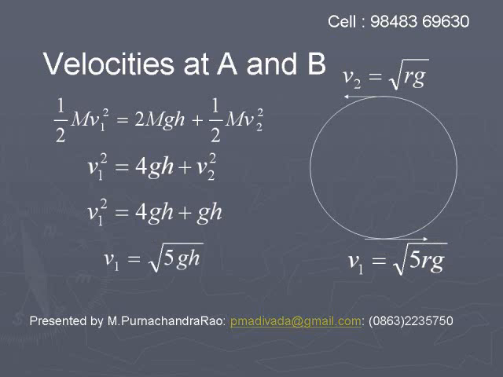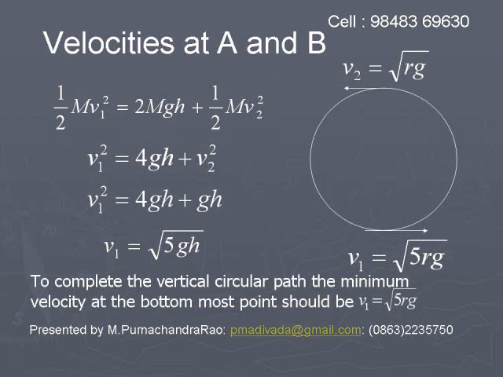Instead of r, I have used h here. Hence, v2 square is equal to gh. So, v1 square is equal to 4gh plus gh, so v1 is equal to root 5gh. If the radius of the circle is taken as r, then v1 becomes root 5rg. So, at the bottommost point, the velocity should be root 5rg in order that the velocity at the highest point is root rg.